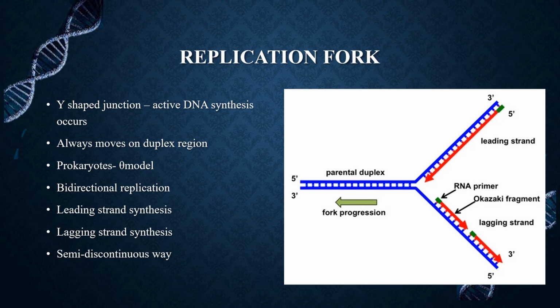Strand synthesis at the replication fork involves synthesis of DNA in the direction of replication fork movement, called the leading strand, whereas DNA synthesis in the opposite direction at the replication fork is called the lagging strand. To achieve synchronous replication of both strands, replication proceeds in a semi-discontinuous way. Here, leading strand synthesis is continuous and lagging strand synthesis is discontinuous.